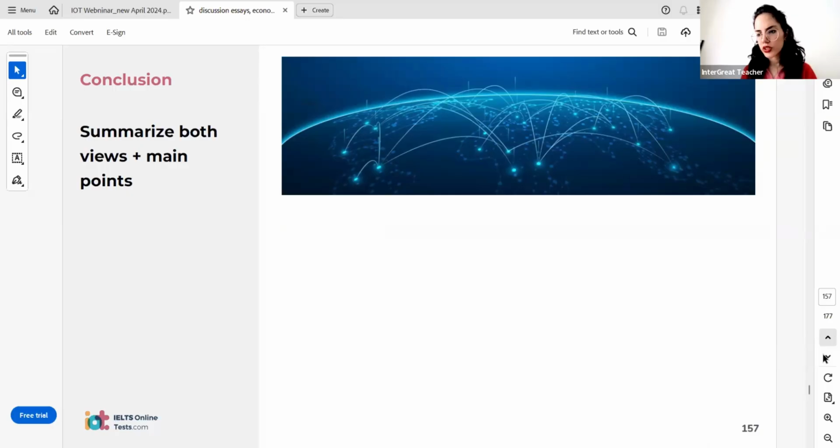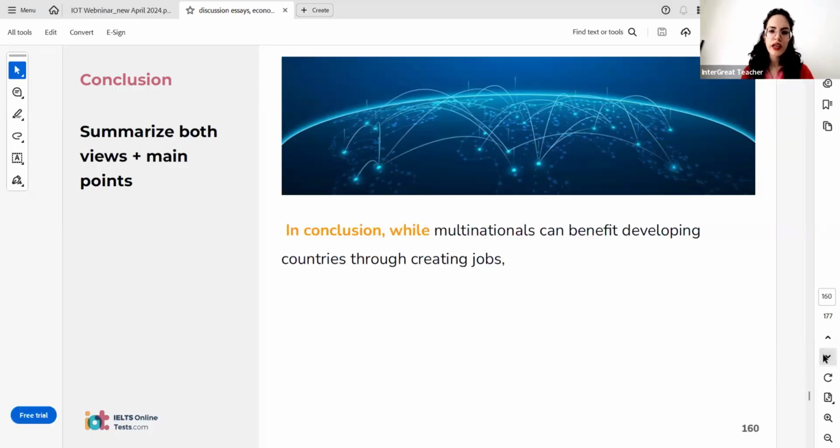Okay, so in conclusion, while multinationals can benefit developing countries through creating jobs, that was the main idea of my first body paragraph, talking about the fact that it is beneficial, right? And then I said creating jobs.